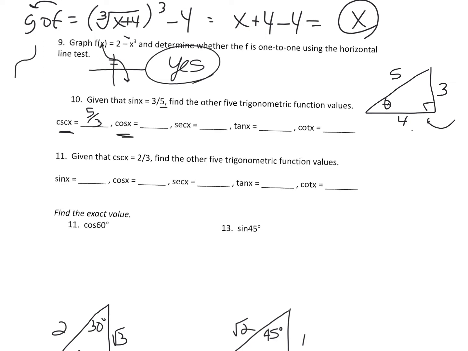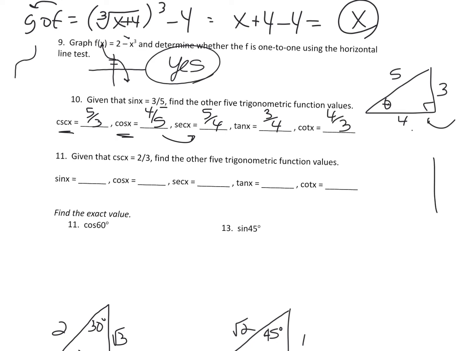Cosine is adjacent over hypotenuse. The adjacent to that theta is a 4. The hypotenuse is 5. Secant's reciprocal of cosine. So you just flip that answer. Tangent's opposite from theta over adjacent to the theta. No hypotenuse. Cotangent is reciprocal of tangent. You just do 4/3.